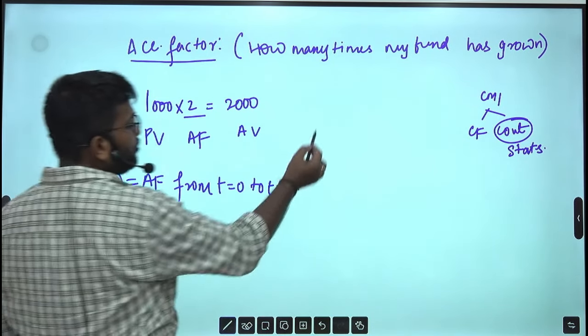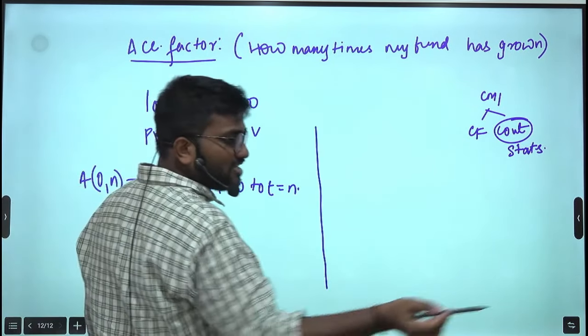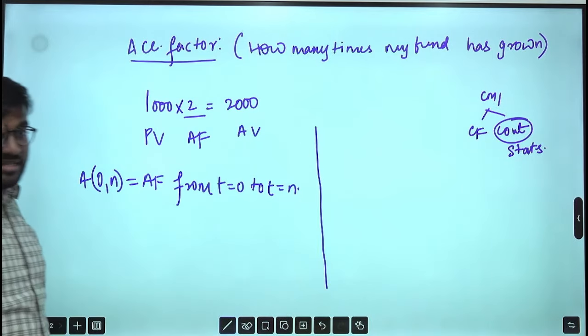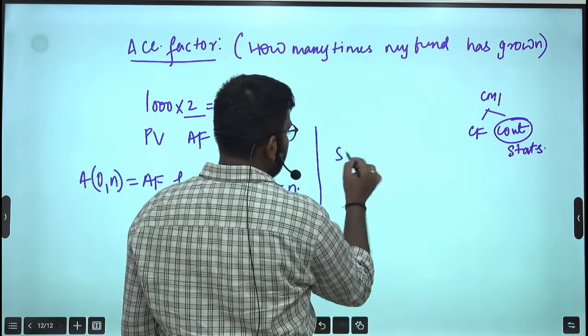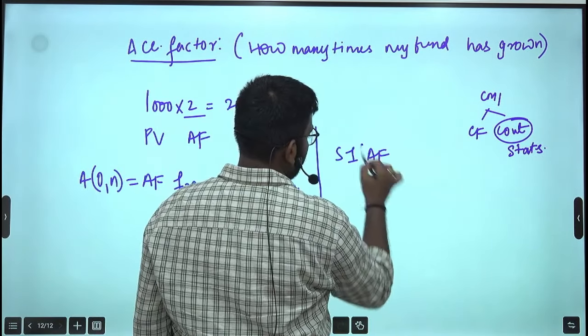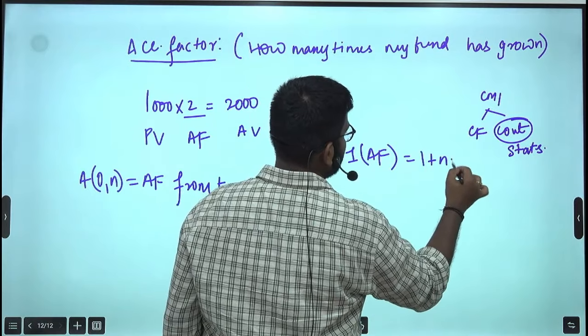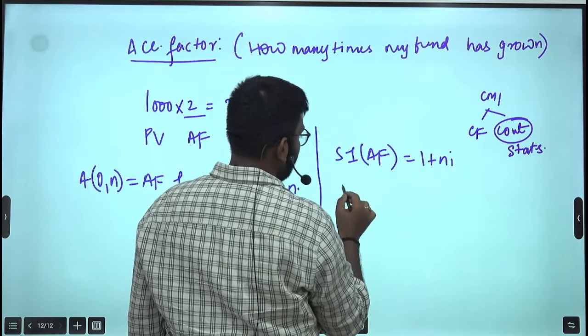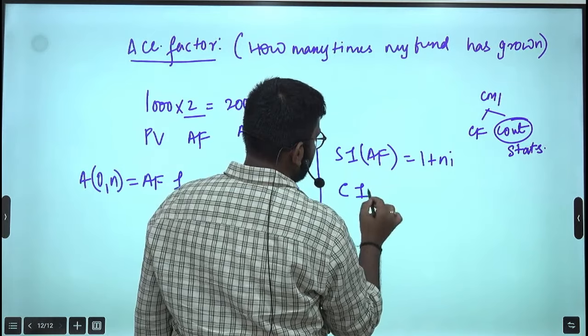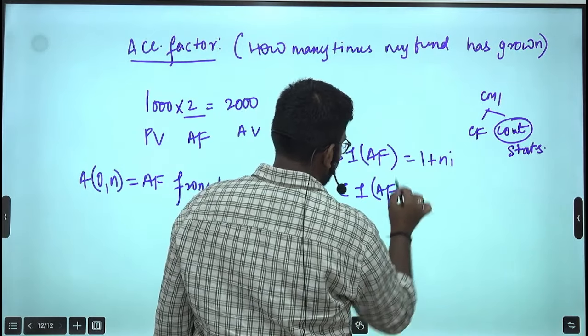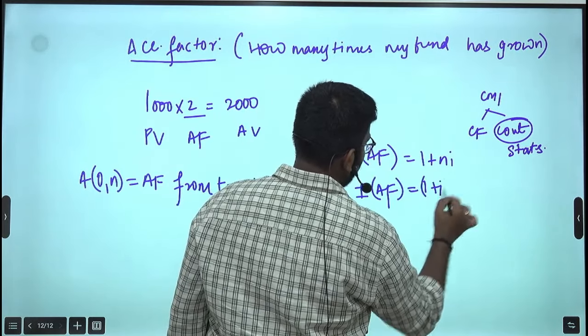So what is the accumulation factor in case of simple interest? Just check and let me know. What is the accumulation factor in case of simple interest? 1 plus NI. Accumulation factor in case of compound interest? 1 plus I to the power.